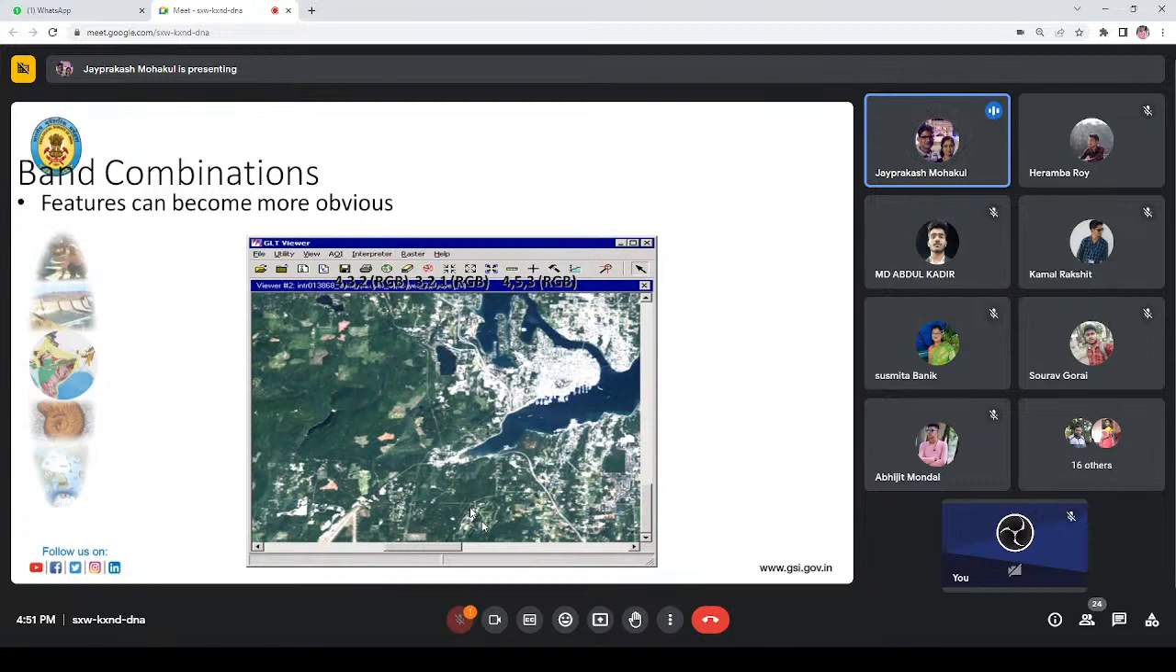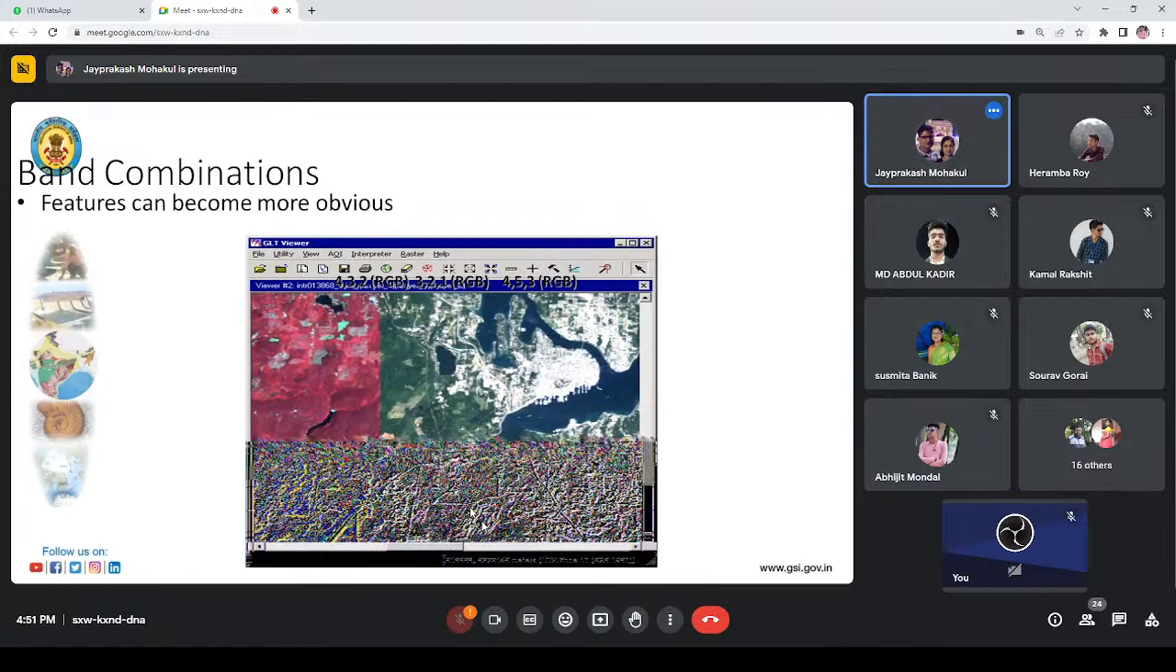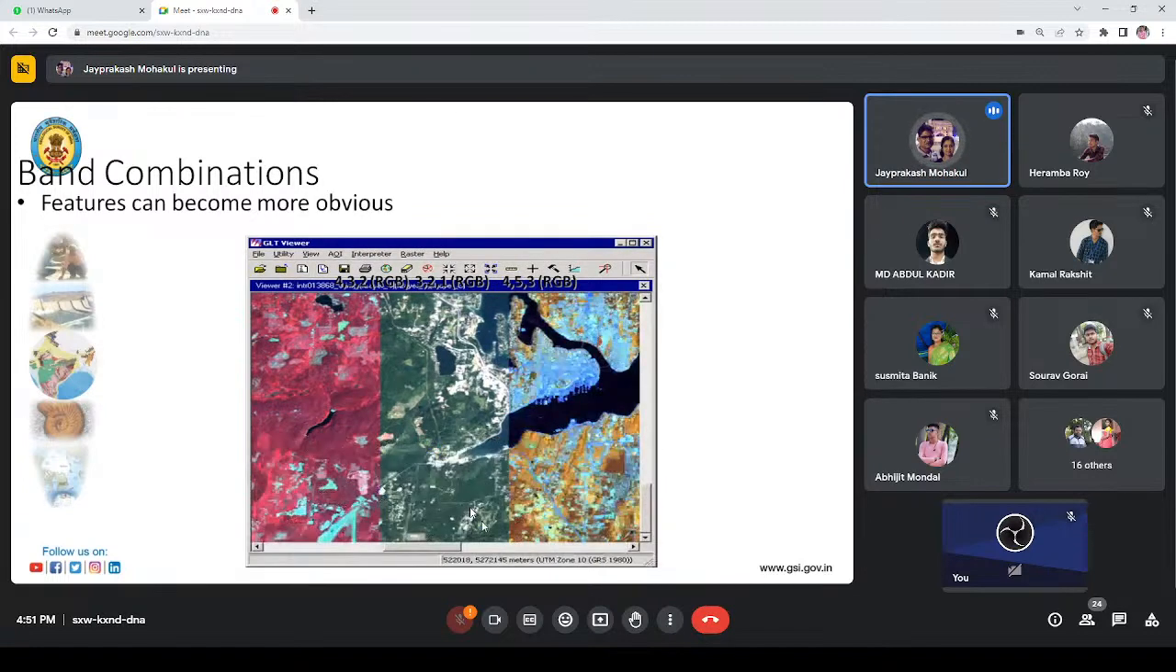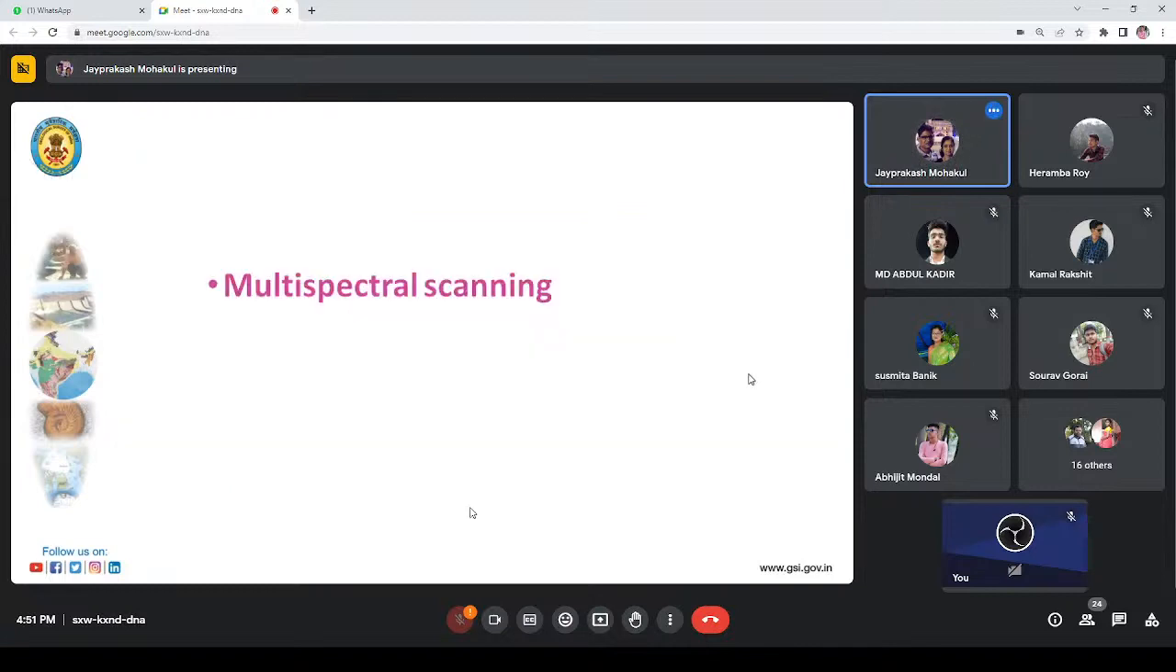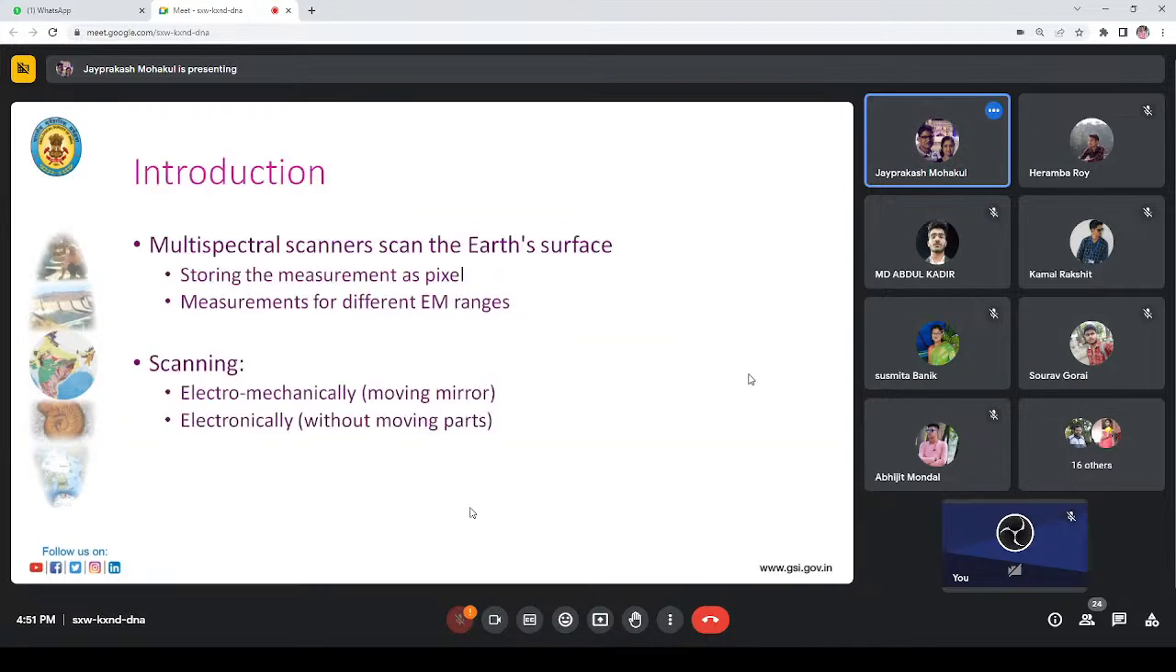So this is, in a nutshell, for this. You have different band combinations in Landsat: 432 RGB, 321 RGB, and 453 RGB. There are many such combinations possible, which highlight certain aspects of Earth observation.